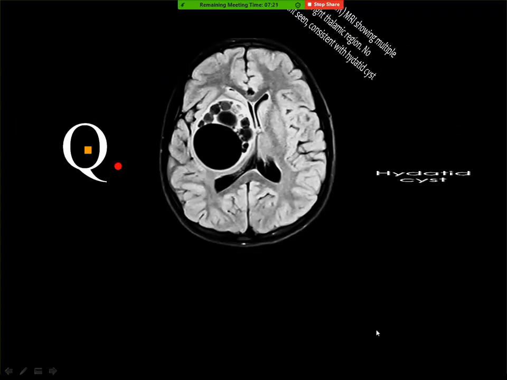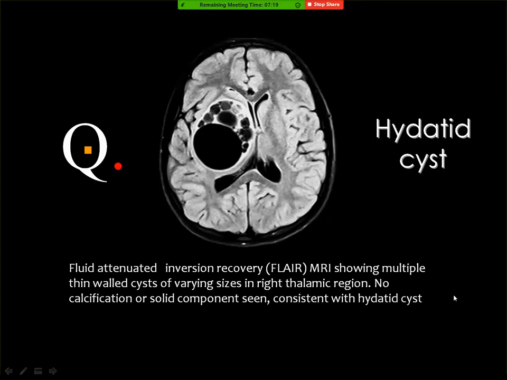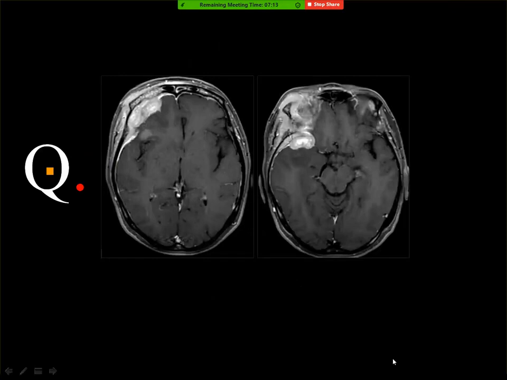Cyst? Yes, this is hydatid cyst, typical appearance with a big cystic lesion and the internal daughter cysts.